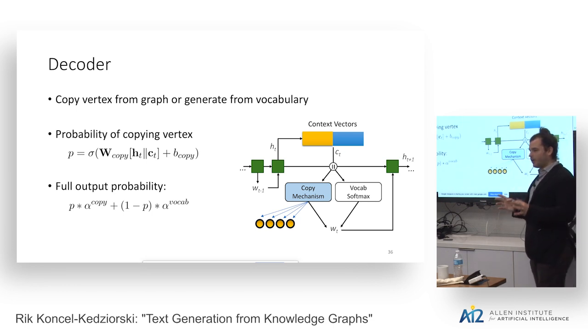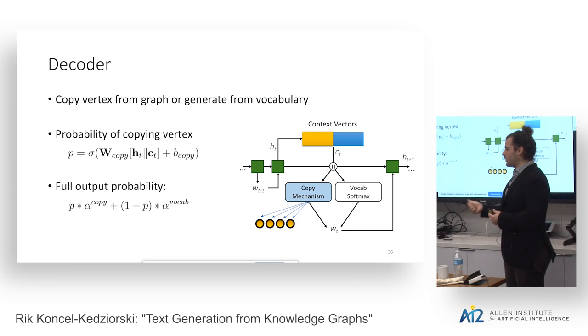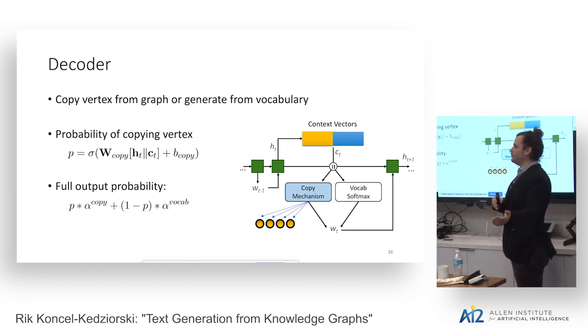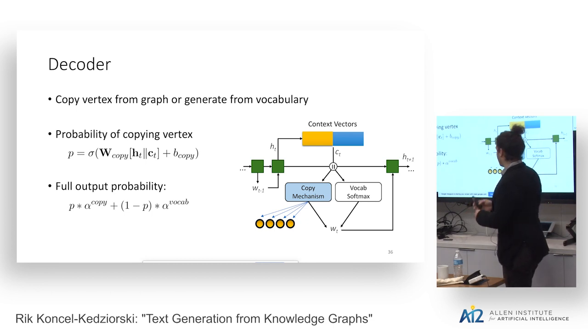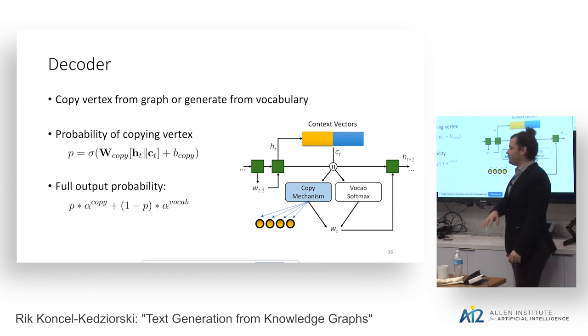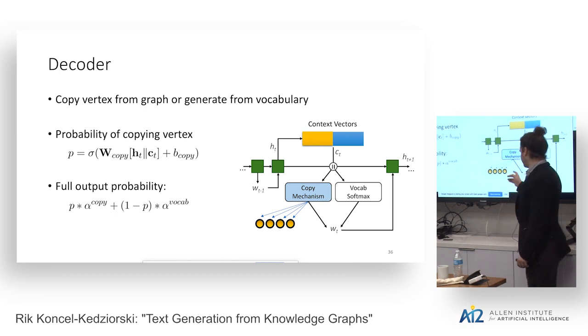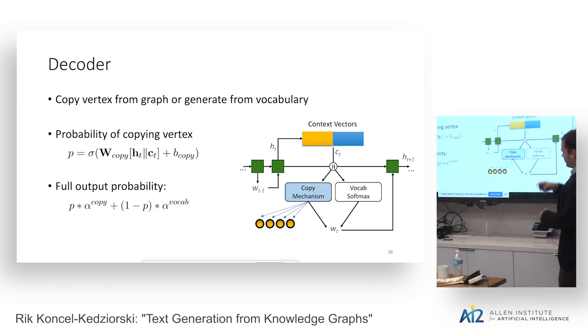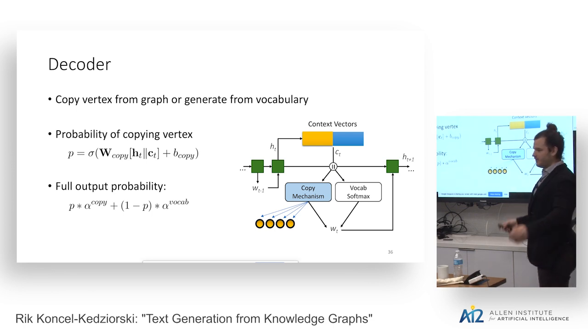It's from the hidden state of our RNN decoder and this context vector T that we decide two things. We decide, do we want to copy from the input? And we compute this switch here, P, which tells us how likely it is that we're going to copy from the input versus generating from the vocabulary. And then our full output probability is we multiply P by some distribution over the input vertices, and we calculate that distribution using attention over the graph contextualized encodings. And then with probability 1 minus P, we're going to generate from our 20,000 word vocabulary. And so we just do this 200 times, and we have a scientific abstract, kind of.